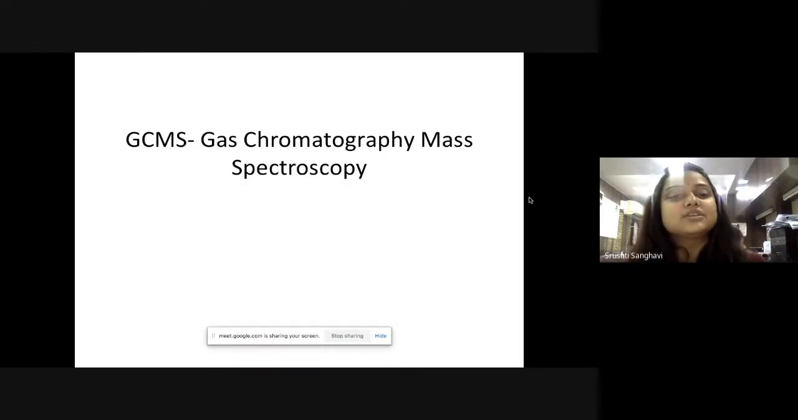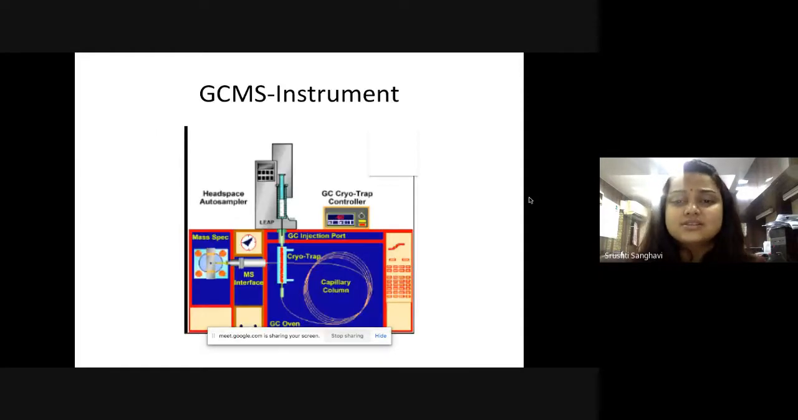So that is where instruments such as GCMS, mass spectroscopy, come into the picture. Everything else is the same. You see the headspace sampler, you see the injector, you see the capillary column, everything is the same. Just instead of the FID, flame ionization detector, this will enter into a mass spectroscopy detector. Now let's try and understand the principle behind mass spectroscopy.